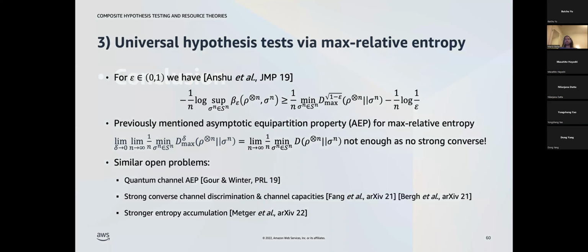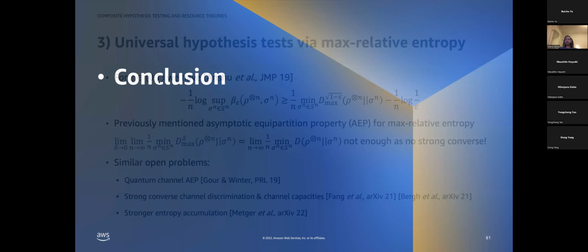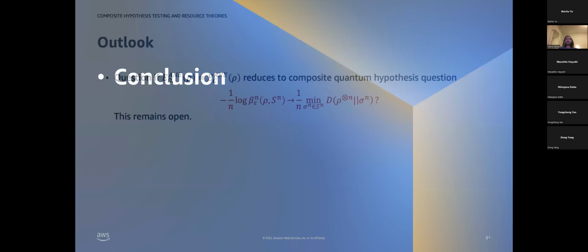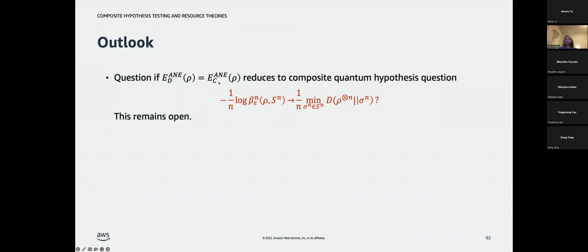Yeah, conclusion here. So again, as far as I know, for this distillable entanglement and entanglement cost under these delta non-entangling operations, we do not know if they're the same. However, one way to show this is if this hypothesis testing quantity can be quantified as this regularized relative entropy of entanglement distance.